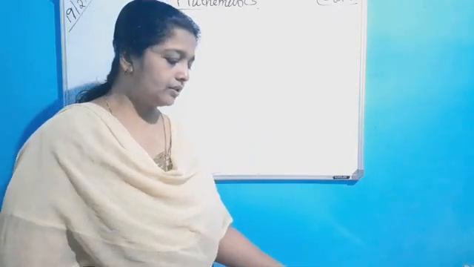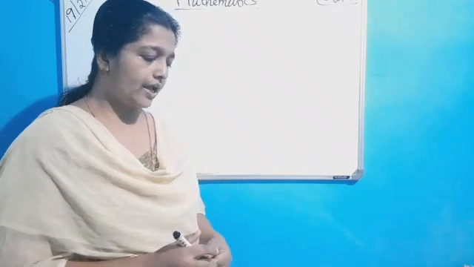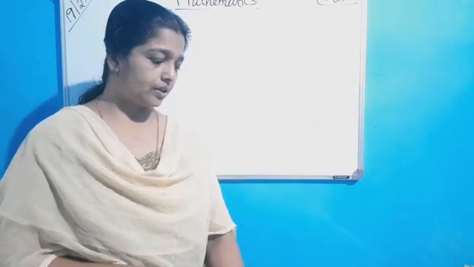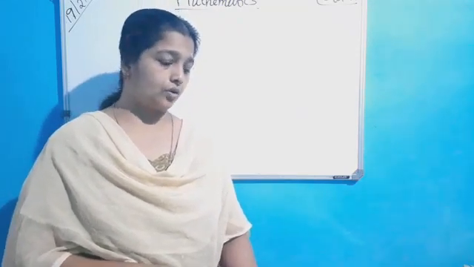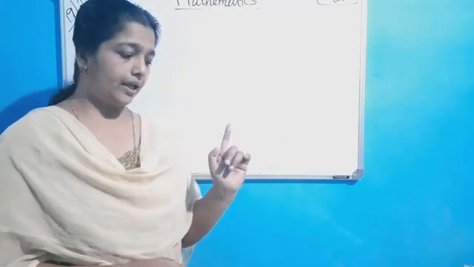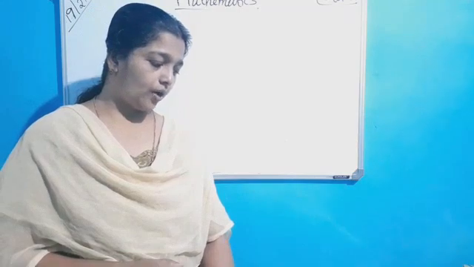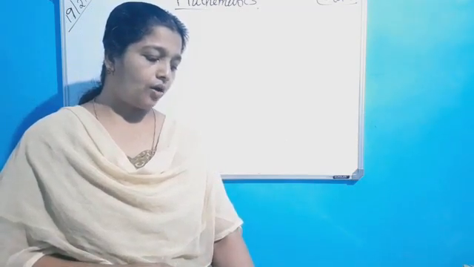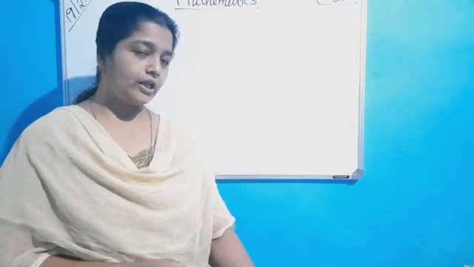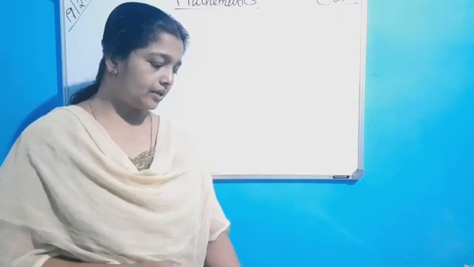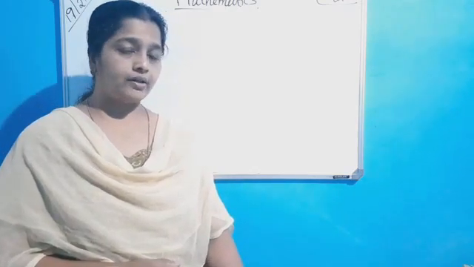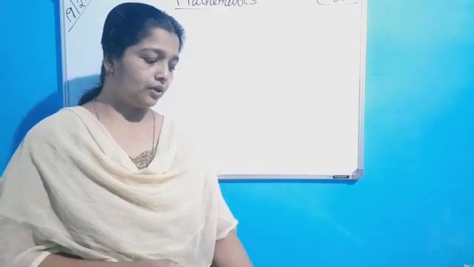Given AB of length 3.9, construct PQ such that the length of PQ is twice that of AB. Verify the measurement. First draw AB of length 3.9. Twice means 2 into. So 3.9 into 2 equals 7.8 centimeter. That is what you want to construct.